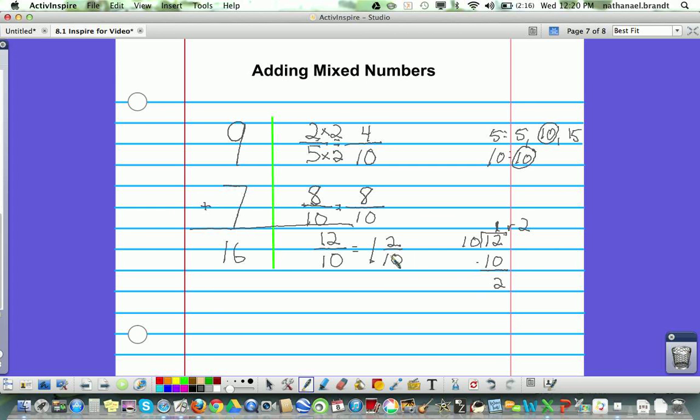2/10 is not in simplest form. We can simplify that. They share a common factor of 2. So I'm going to divide both of those by 2, which gives me 1/5. 2/10 is equivalent to 1/5. And I still have my whole number here. Whole numbers go on this side. So I'm going to add this whole number to this whole number. 1 plus 16 is 17. Come back, my fraction is 1/5. So 17 and 1/5 is going to be my answer for this problem.